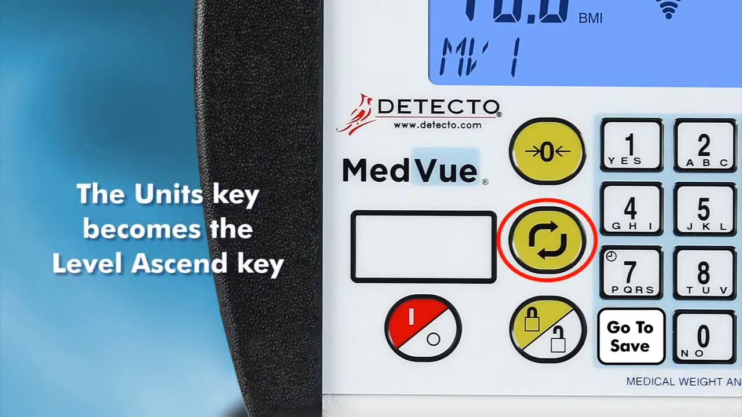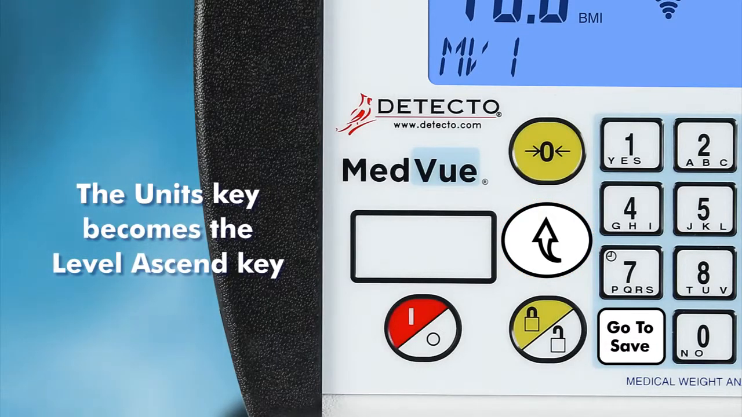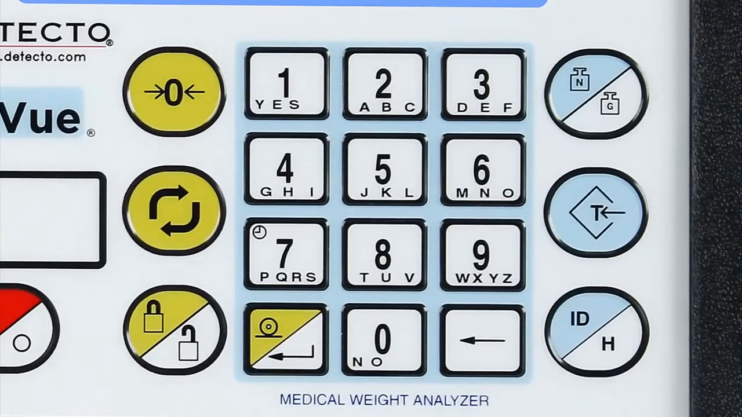The Units key becomes the Level Ascend key, and when used at the parameter level, returns you to the menu level. If used at the menu level, it returns the indicator to normal operation for measurement. The numeric keypad is used as expected, with the exception of the 1 and 0 keys having dual functions as yes and no to various parameter prompts.